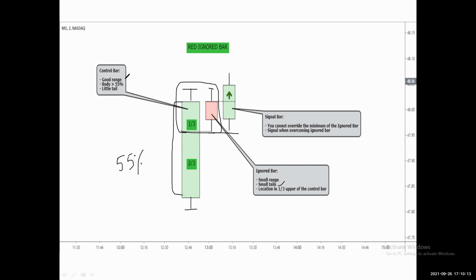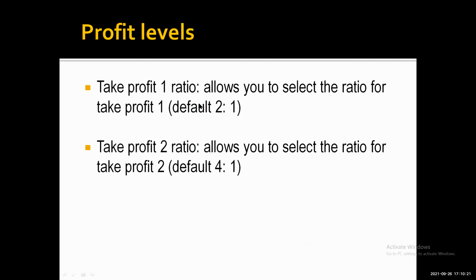For the control bar, it's a good range, body more than 55% and has a little tail. Now, how to take profit? Profit is two levels. There is a profit 1 and profit 2 as per the indicator. First profit booking is done at 1:2 and second is done at 1:4. I will show you how it comes up.